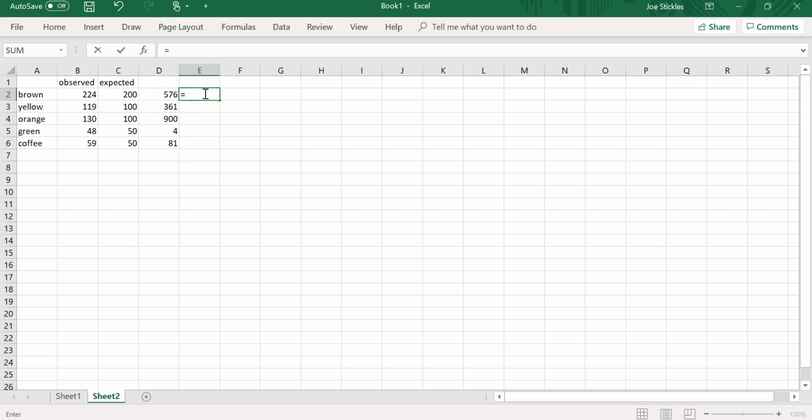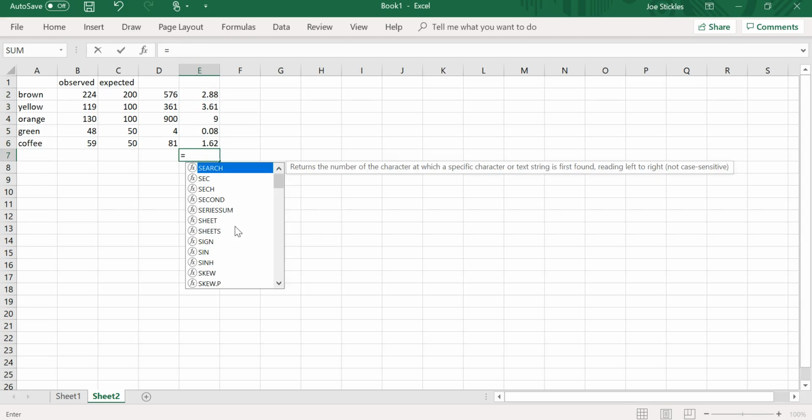And now we'll divide by the expected. So I want to do this one divided by this one. Get those. Is that okay? Everybody agree? If you're typing along, do you agree with those numbers? What do we do with all of those numbers now? Sum it?